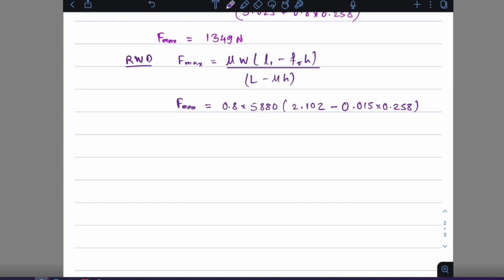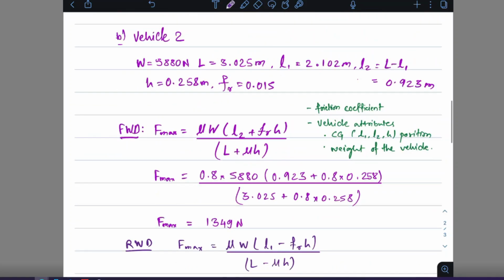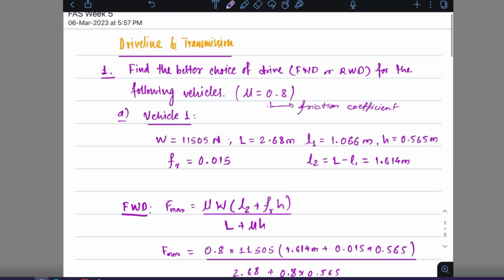0.258, minus 0.8 into 0.258. So this comes out to be 3502 newtons.